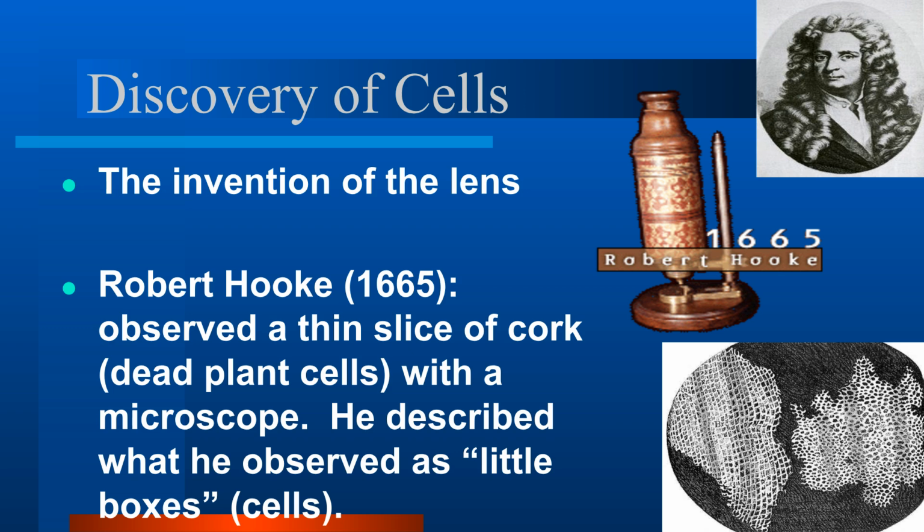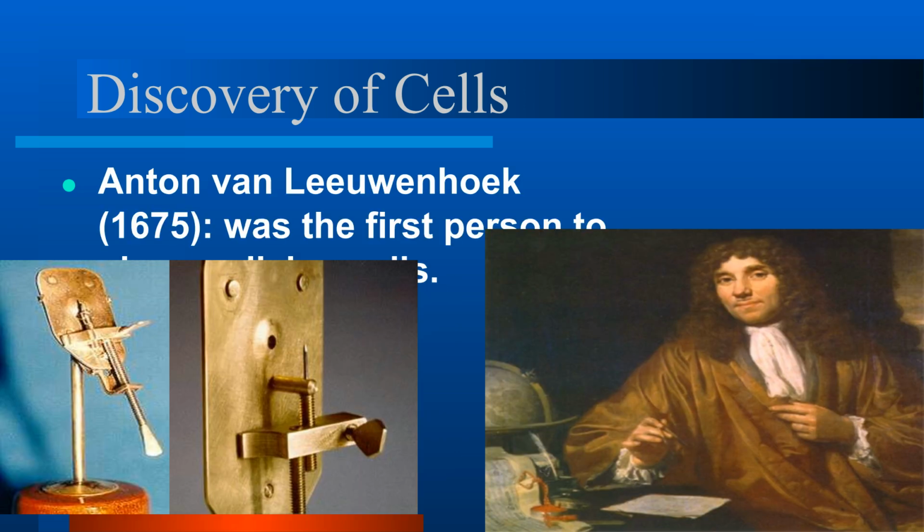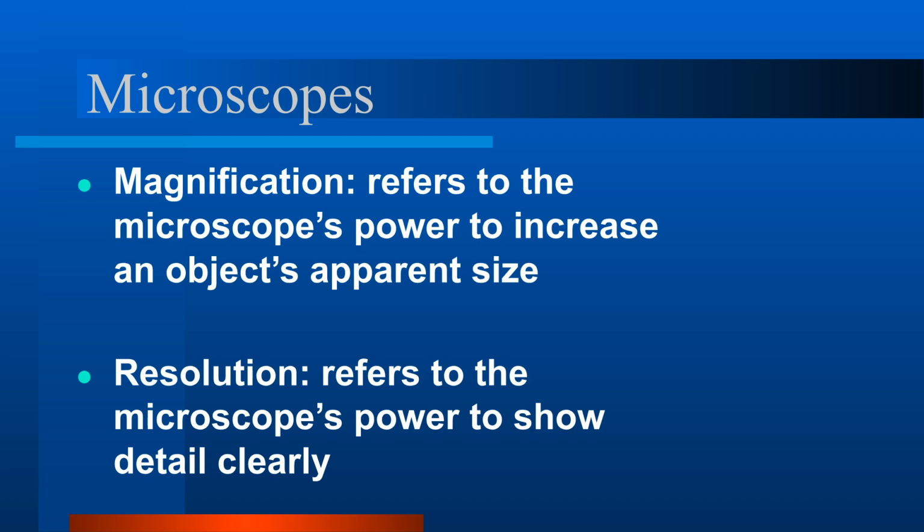The discovery of cells began with the invention of the lens. In 1665, Robert Hooke observed cork and described what he saw as little boxes, which he called cells. Anton van Leeuwenhoek in 1675 was the first person to observe living cells using a microscope. Microscopes are essential for studying cells.